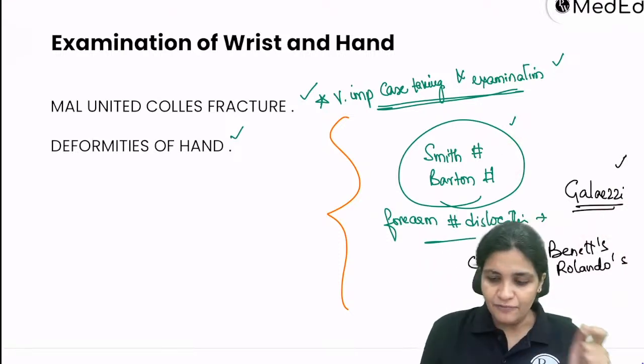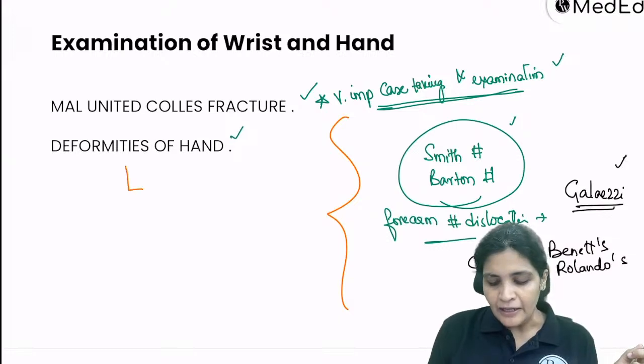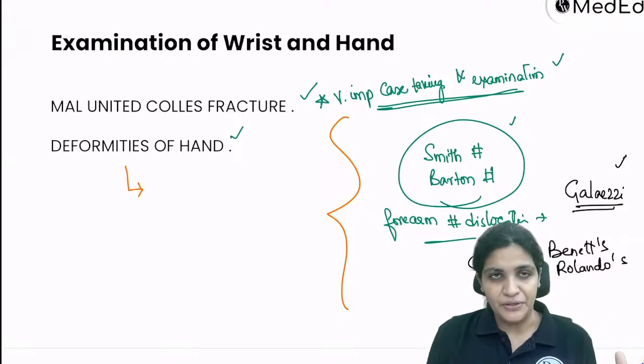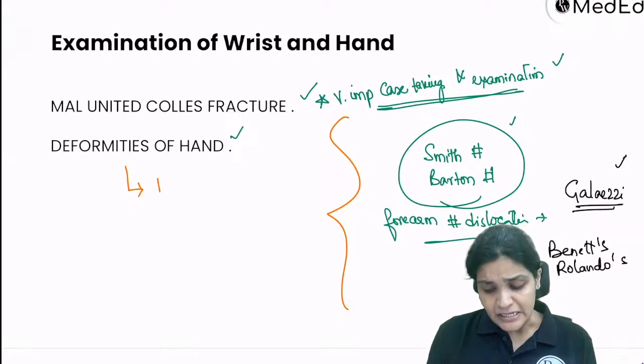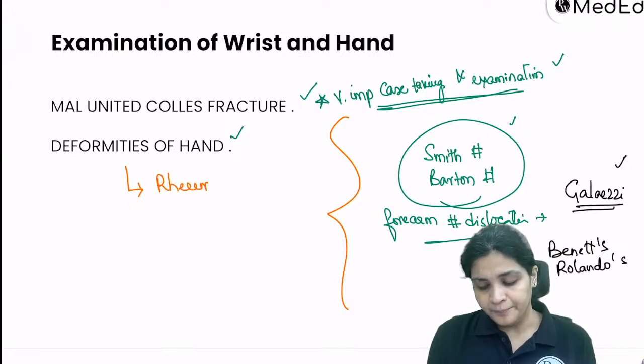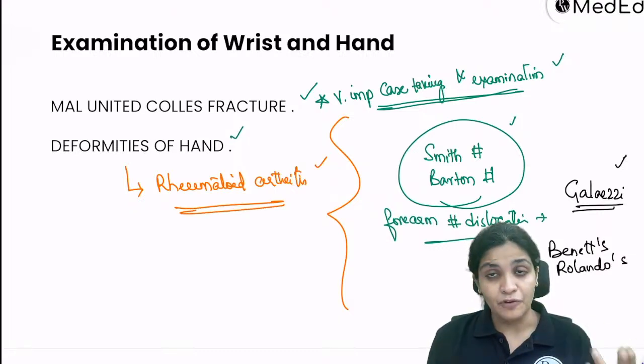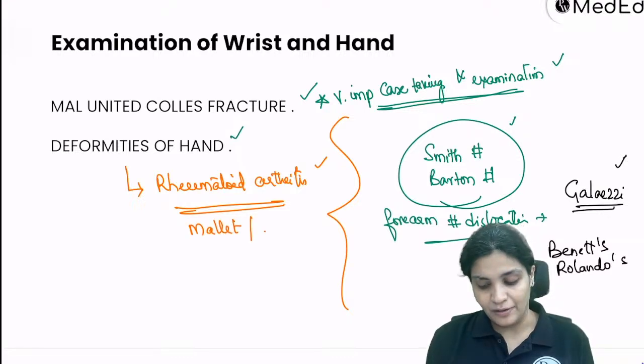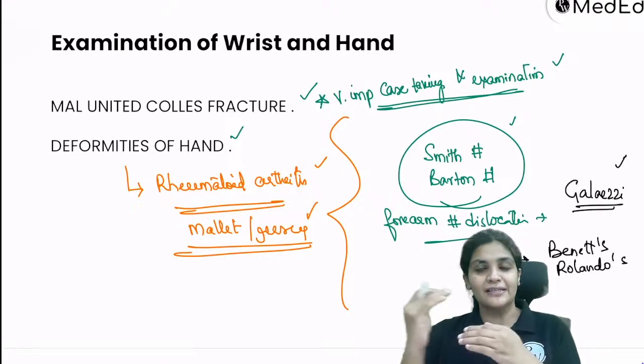Then the deformities of the hand. Usually they would be like spotters, or sometimes they would just test your clinical knowledge, especially rheumatoid arthritis. It is not about the detail of the disease, but the deformities in detail you have to learn. In rheumatoid arthritis, what are the deformities you see? And about your mallet finger, what is mallet, what is jersey?